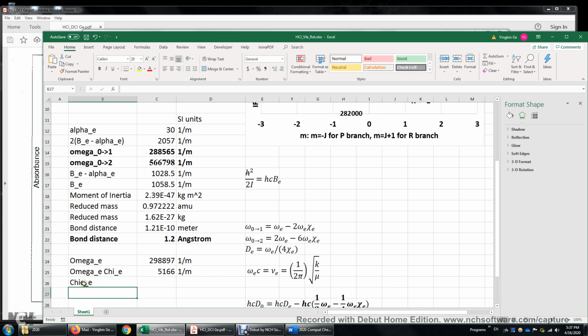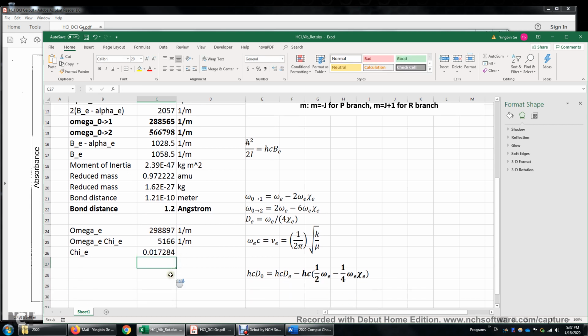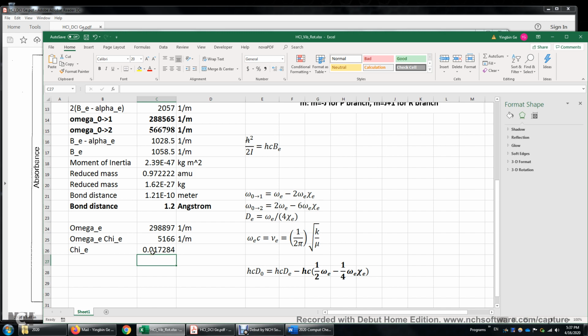So I'm going to compute chi E here. Chi is a Greek letter. What's the unit of chi E? There's no unit. Why do we need chi E? Now, this time, we will be able to compute the depth of the potential energy well of HCl. So this D sub e times h, the Planck constant, times c, the speed of light, will give us the depth of the potential energy well. But let's do this D e first.